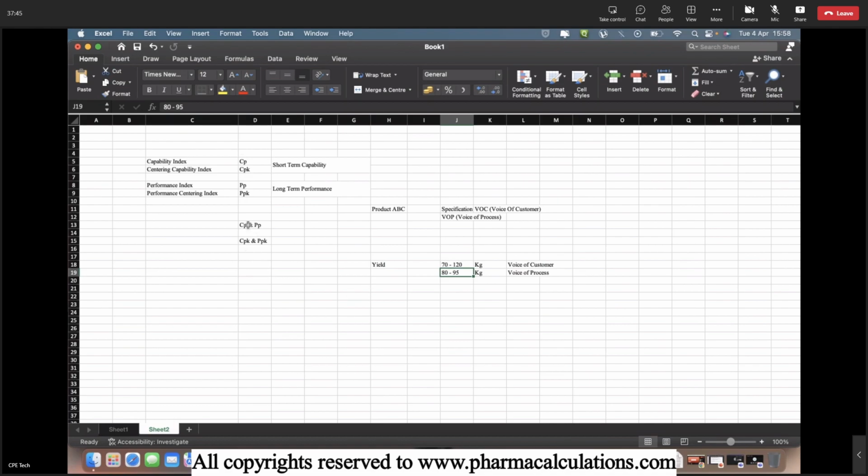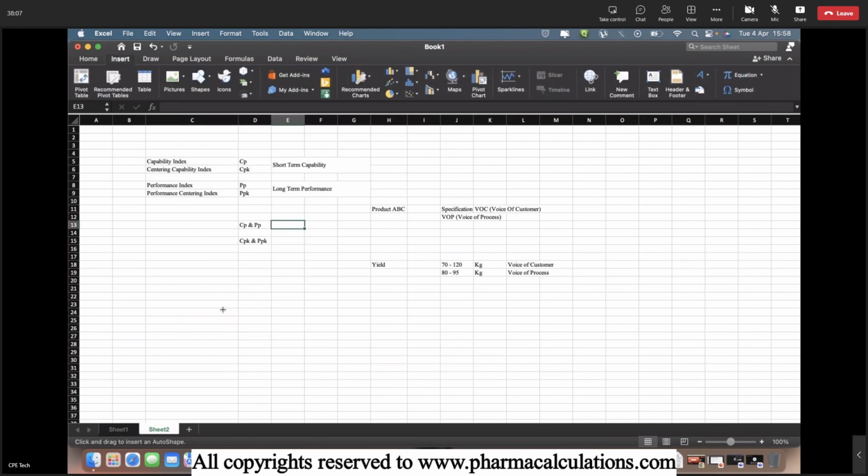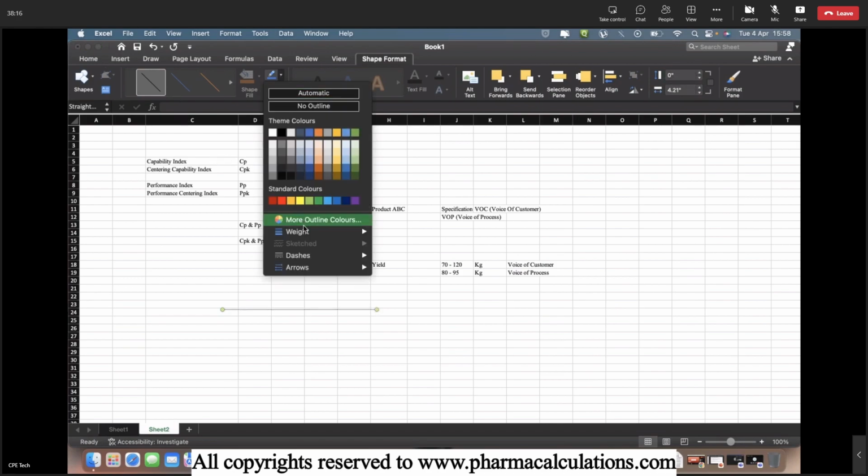Coming to CP and PP, they will help us understand how the data points are located, or how well the data points are placed within the specification limits. I'll take a graph here. Let's say this is our x-axis.